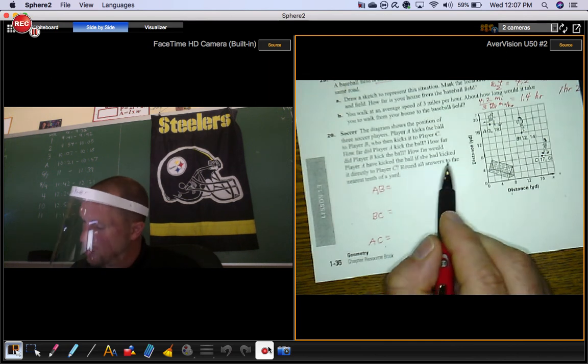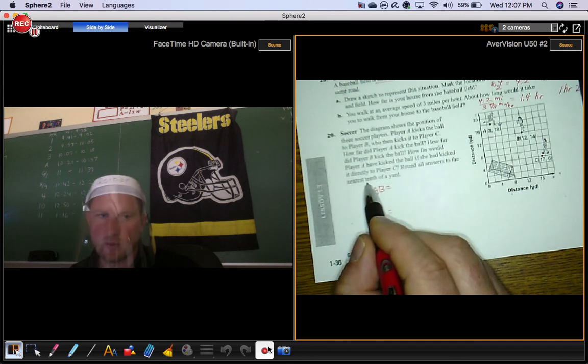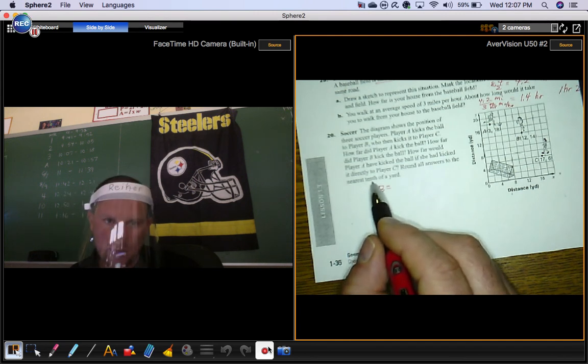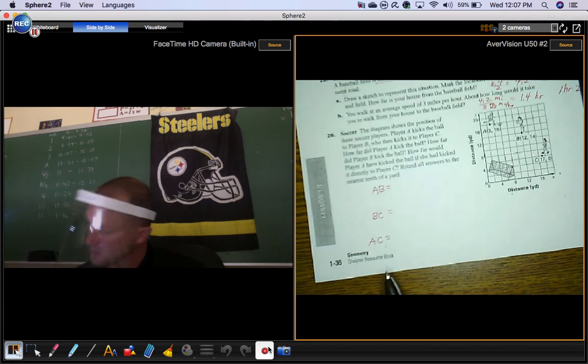It says round all answers to the nearest tenth of a yard. We've been doing the thing where we round to the nearest hundredth for everything. So if you want to do that, you can as well. Tenth would be 1 decimal place, hundredth would be 2.